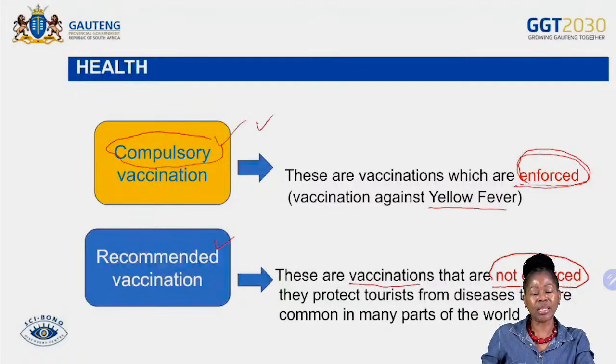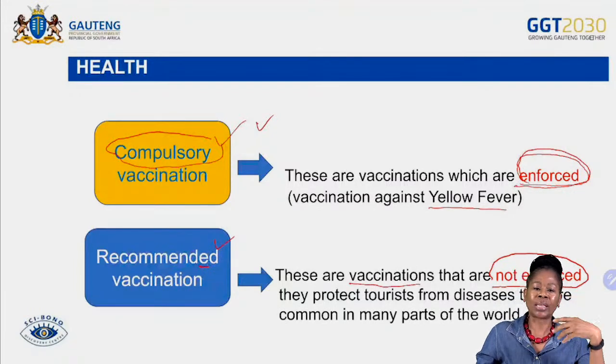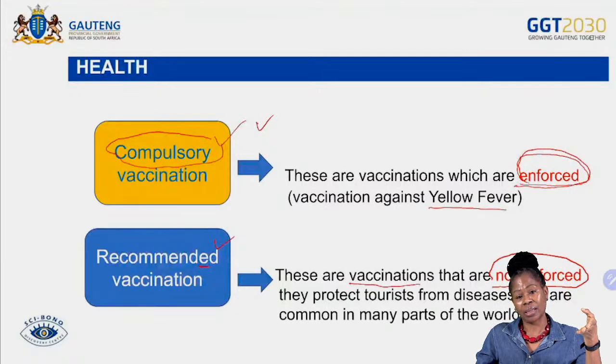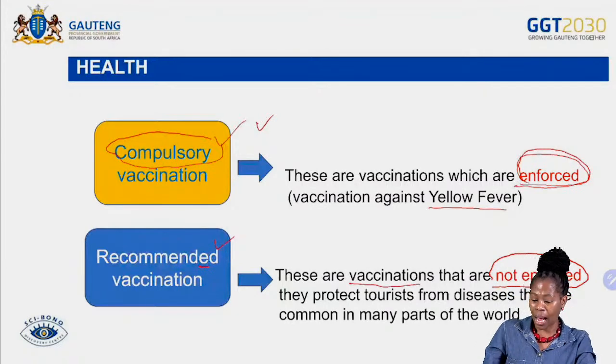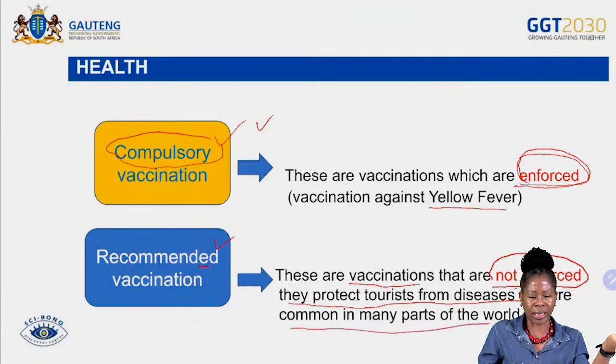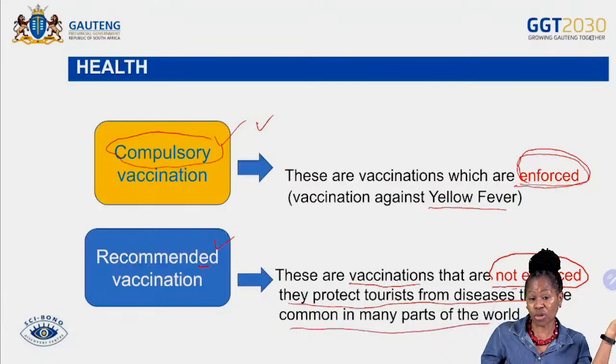Let us recap. You have compulsory, that you are forced. Now you have a recommended one that they will list. You are traveling to this country, you have a choice. But for your own safety, you can take that type of vaccination that is called recommended. That is why they say they are not enforced. They protect tourists from diseases that are common in many parts of the world. As a tourist, you know your body, you know your immune system. So this type of vaccination, you can take it or you cannot. For you to be protected is your choice. Hence, we are talking about the recommended.